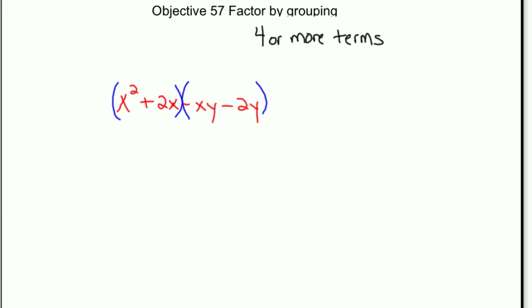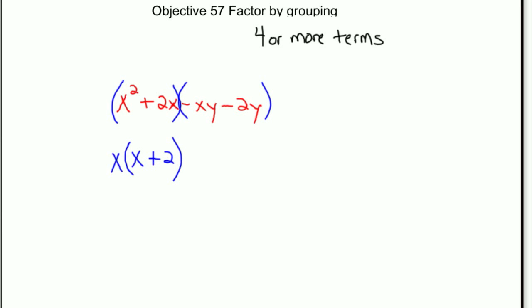Now make sure you include that minus sign with this xy term. It's really important that that sign goes there. So when you make your groups, include the minus sign. Now from my first parentheses here, I'm going to take out a common factor. And the common factor there is an x.